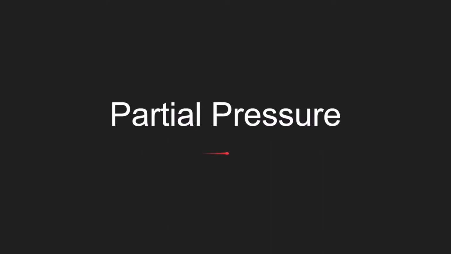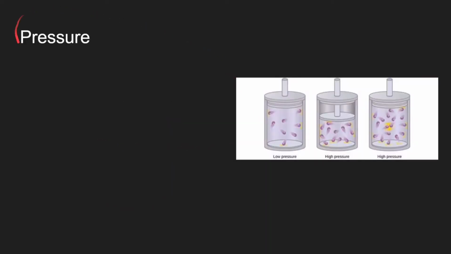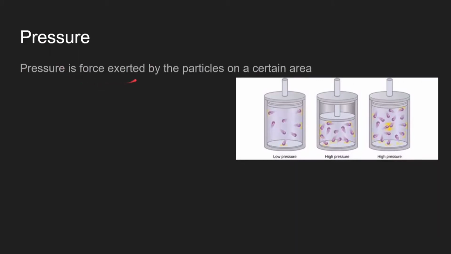This video is on partial pressure. So first, let's have a look at what pressure is. Pressure is the force exerted by the particles on a certain area. And this pressure is created by collisions. So this is the particles colliding with each other and the container, creating a force which we call pressure.